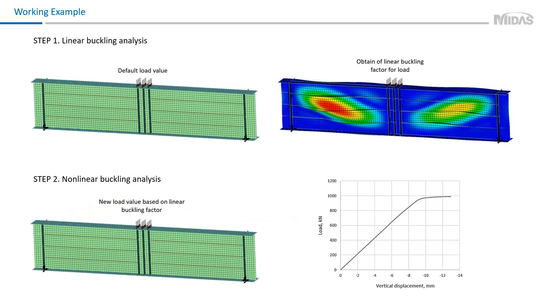In this example, 2 steps will be considered. At the beginning, I will consider linear buckling analysis. In this analysis, I will use the default load value. In linear analysis, it doesn't matter what the load value is, as in the results I will obtain the buckling load factor. And then in the second step, I will change my vertical load based on this buckling factor, and I will perform a nonlinear analysis.